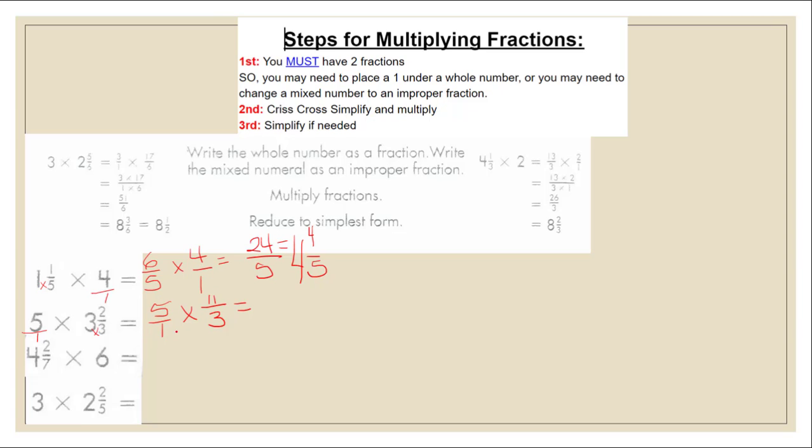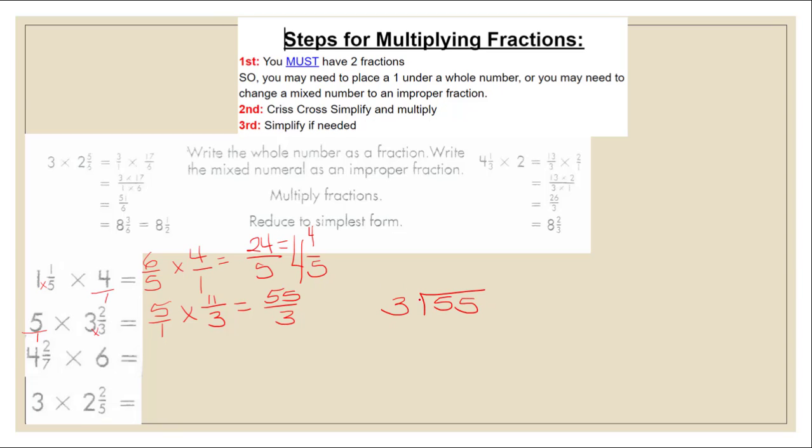And I can't. So I'm going to go ahead and multiply. 5 times 11, 55. 1 times 3 is 3. So I have an improper fraction. So I need to divide and make it into a mixed number. 55 divided by 3. That puts the bottom dog outside the house, top dog inside the house.